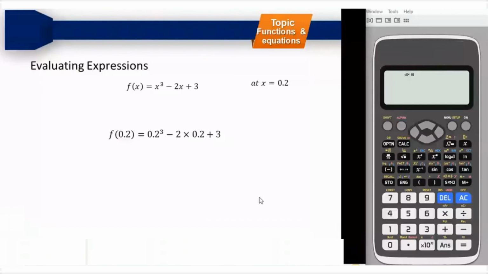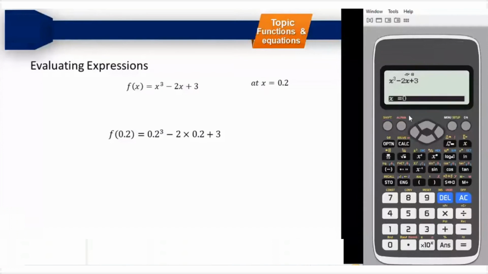So we will press X, we will press shift and this button. I hope by now everyone is aware that everything written in yellow on the calculator is applicable by the shift button, and everything written in red is applicable through the alpha button. So this is x cube, minus 2x, plus 3. You will press shift and calculate.